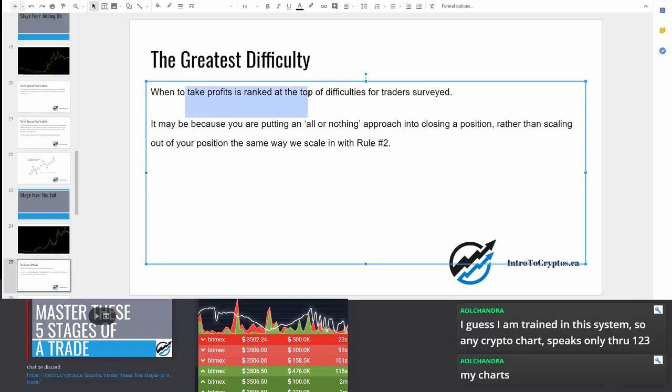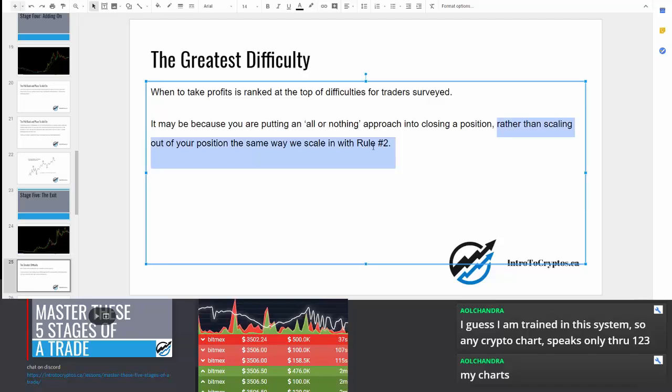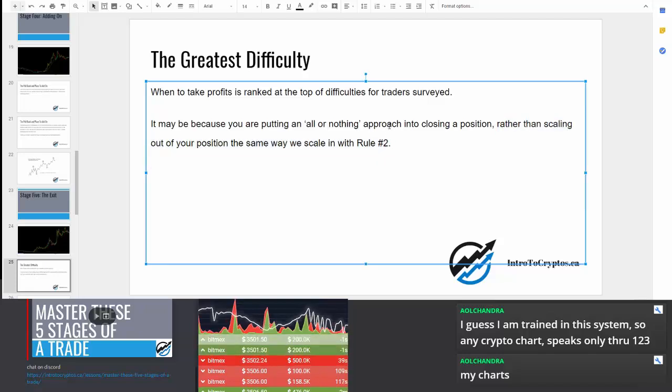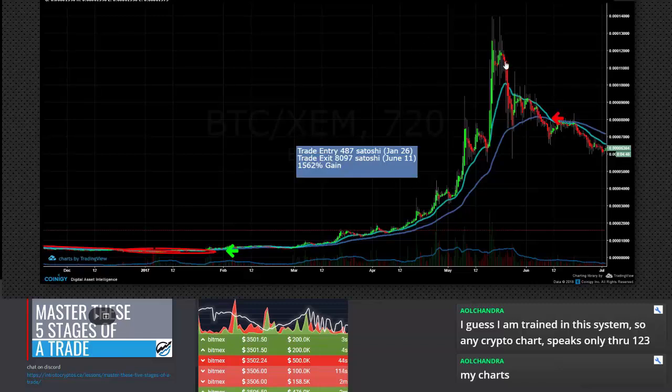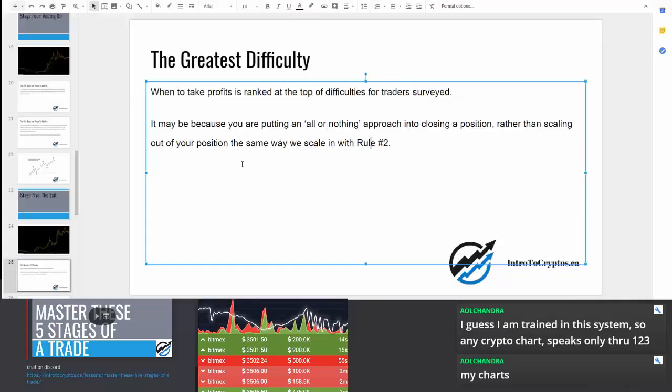It may be that taking profits is ranked as one of the top difficulties for traders because we are all thinking about an all or nothing approach to closing the position. If it does this, then I close my position, rather than thinking about scaling out of the position the same way we scale in with rule number 2. So instead of thinking of just selling everything as soon as the prices come up to the top, sell a small part of that and then look for the second part after the moving averages cross over. And again, we're looking at the 12-hour bars, so it happens a little bit later than it would be on the 4-hour bars.